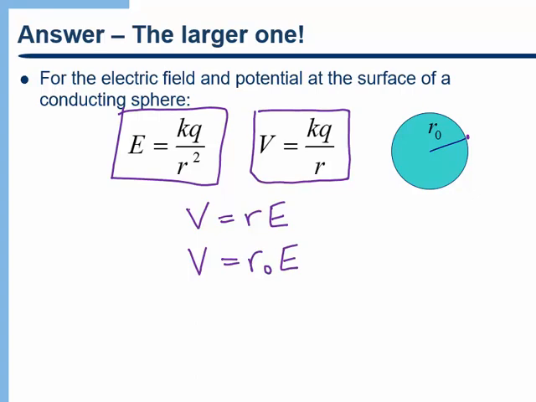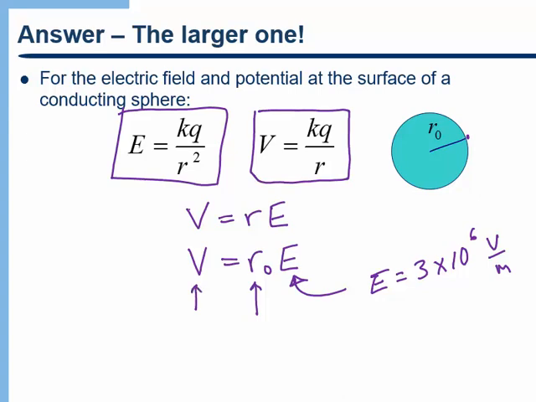So that means that E is the thing that's determined. In other words, when E is equal to 3 times 10 to the 6th volts per meter, that's when I start breaking down the air. That's the same no matter what. Notice then the bigger that the radius is, the higher the voltage at the surface can be before we get that breakdown.